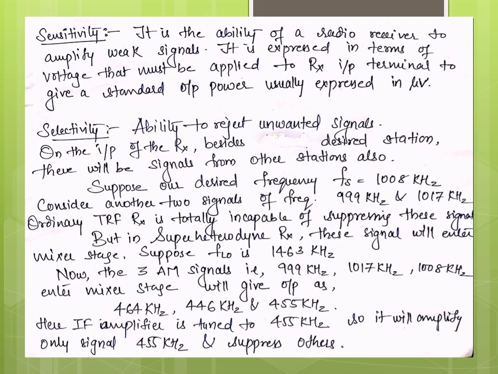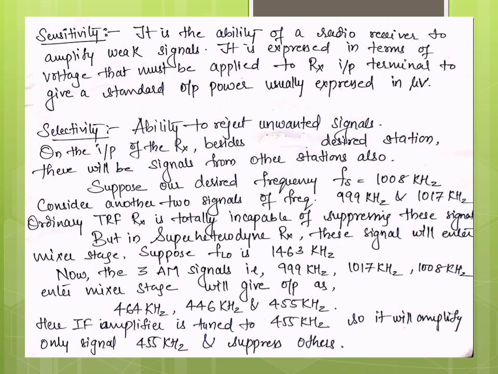But in the superheterodyne receiver, these signals will enter the mixer stage. Suppose FLO, the local oscillator frequency, is 1463 kilohertz. Now all these three signals, 1008 kilohertz, 999 kilohertz and 1017 kilohertz, will enter the mixer stage. And what is happening in your mixer stage? All these three signals are mixed with your FLO.